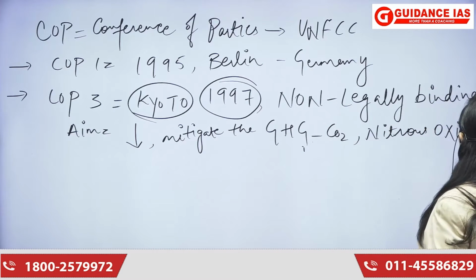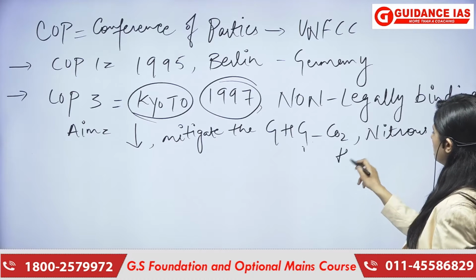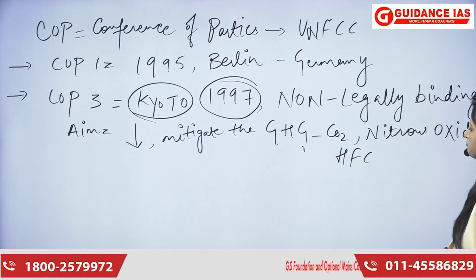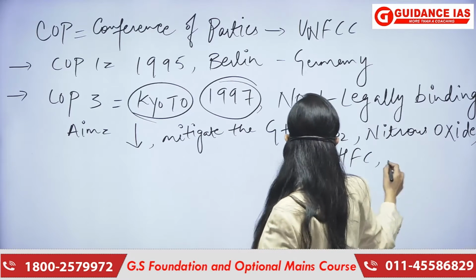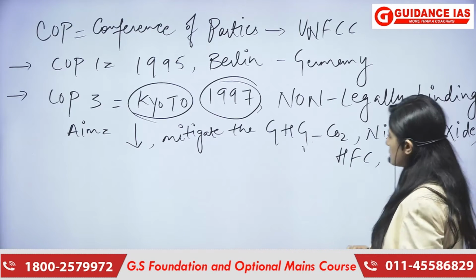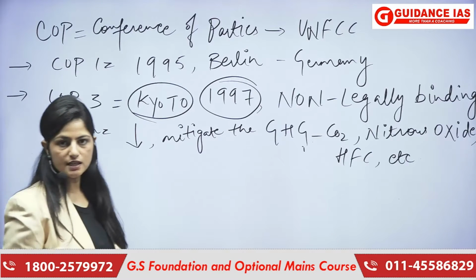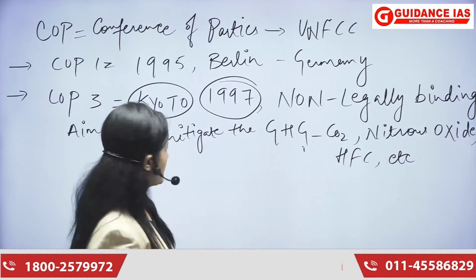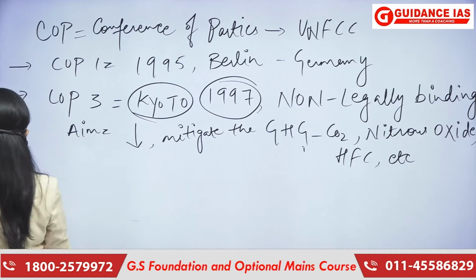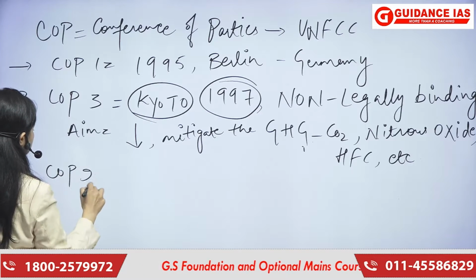There are many actually. Hydrofluorocarbons, etc. There are a lot of greenhouse gases which the Kyoto Protocol aimed to mitigate or reduce at its meeting. Next comes COP21.